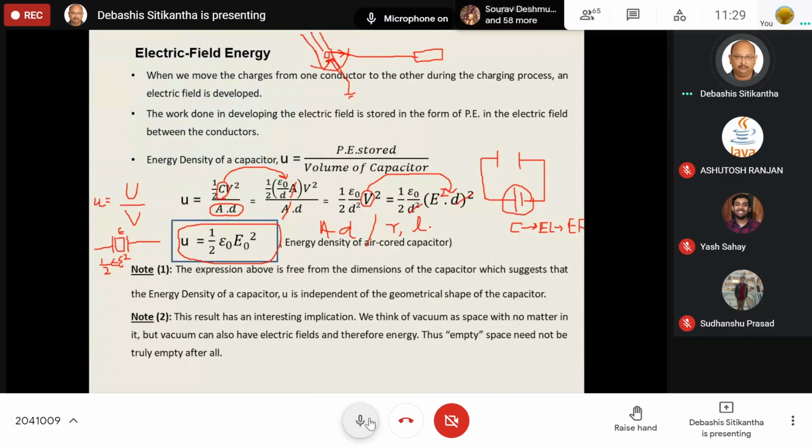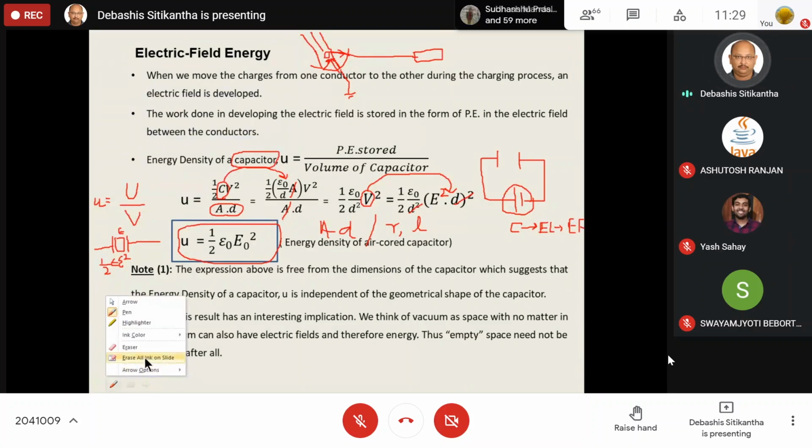Fine or not? Sir, one doubt. Yes, of course, please. Sir, in that equation, E becomes E naught. That one, explain once again, sir. Okay, fine. E becomes E naught. No. Actually, you see, I have considered this capacitor to be a parallel plate capacitor with vacuum as the dielectric medium. Okay, let me rewrite it once again.